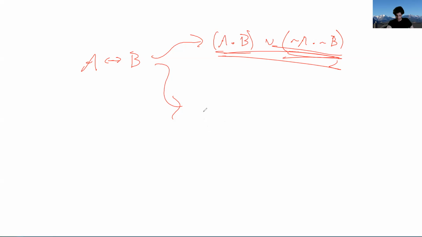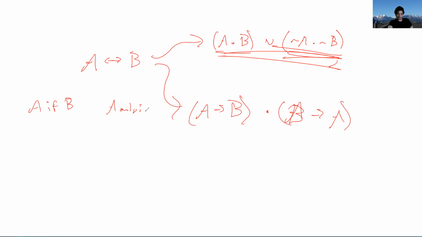But there's another translation. We could also think about it as a biconditional: it's two conditionals. It's A if and only if B. So A only if B and A if B. Which means for A if B, we need to flip the order, right? So this one would be A arrow B, and this one would just be B arrow A, right? Because for if, we always flip the order.